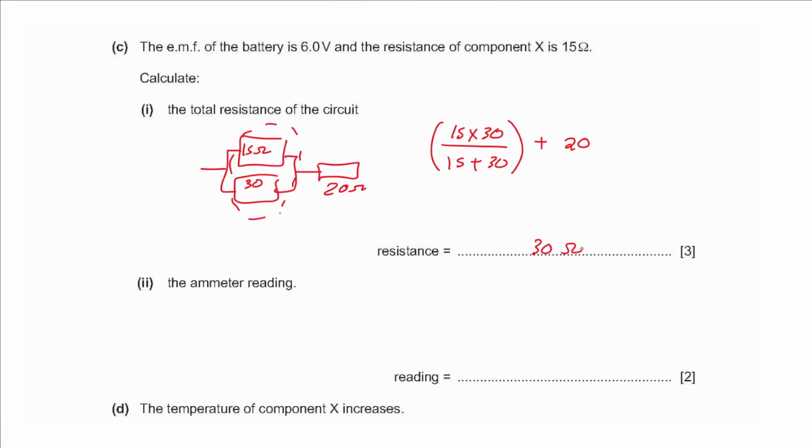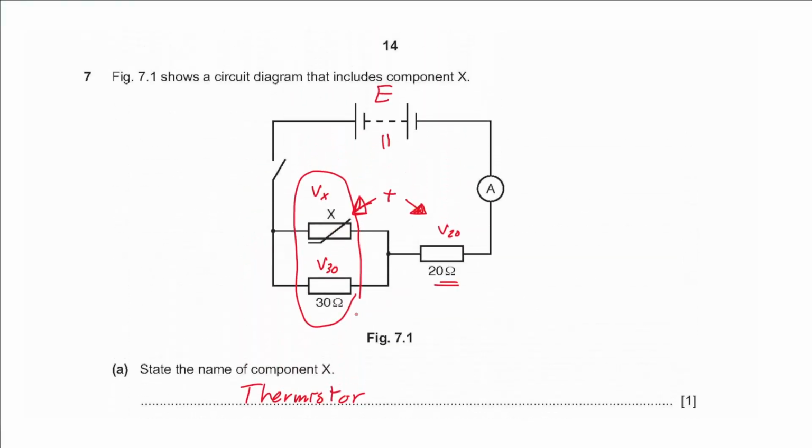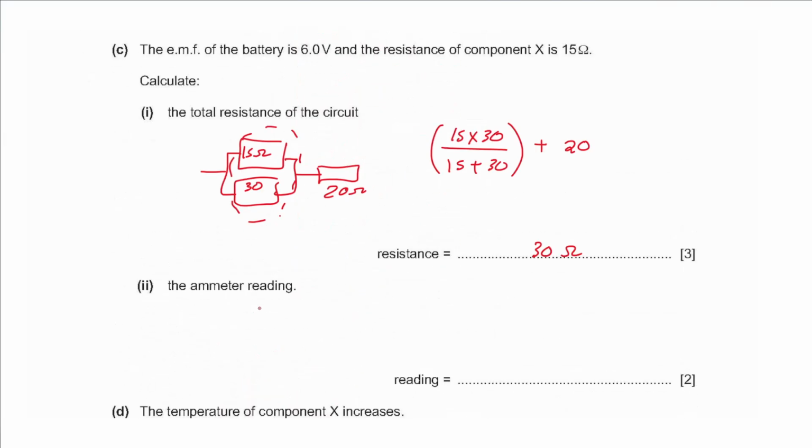Part II requires the ammeter reading. The current in the ammeter is actually the total current in the circuit. So we use total voltage and total resistance. For the total voltage, we have 6.0 volts and the total resistance is 30 ohms. This gives an answer of 0.2 amperes or 0.20 amperes.